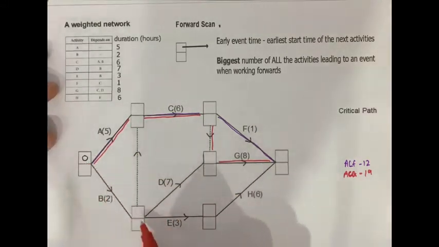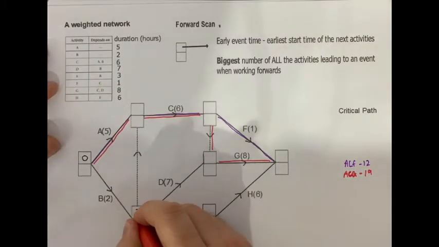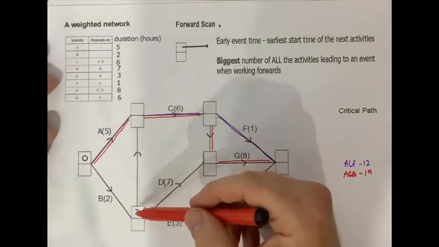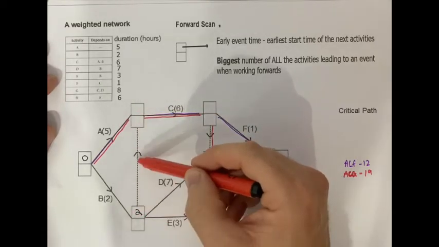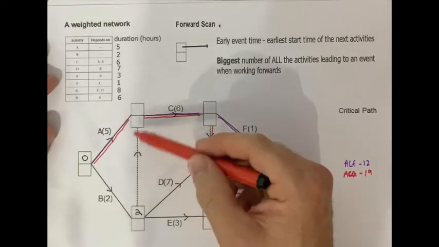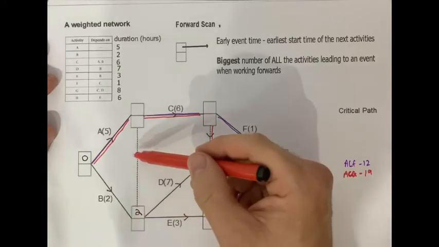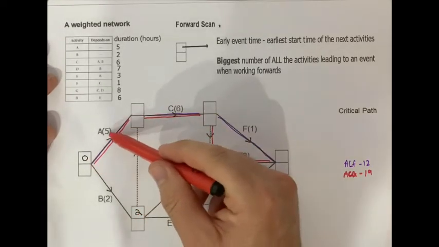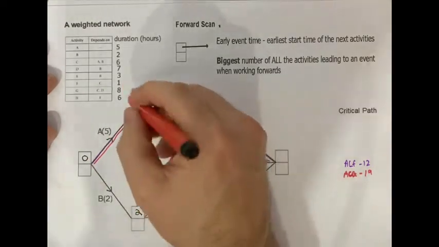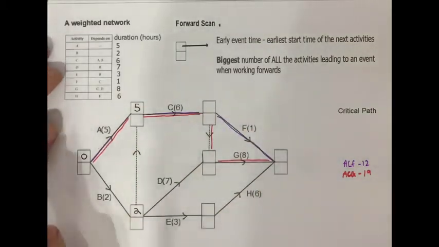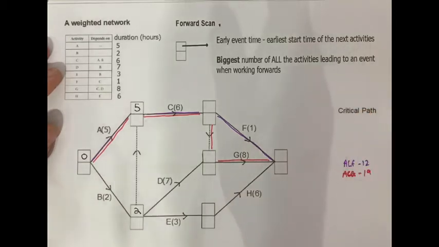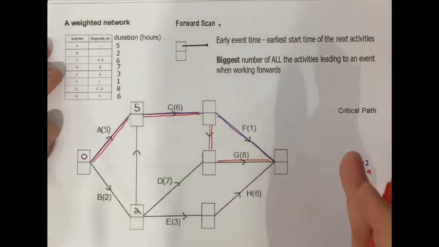So here, there's only 1 arrow going into here, so this is 0 plus 2 is 2. This one, on the other hand, we've got 2 arrows going into this event. So you've got 2 plus 0, dummies have a weight of 0. 2 plus 0 is 2, 0 plus 5 is 5. So because 5 is the bigger of those choices, put the bigger number in the forward scan. So remember, forward scan, forward on the top numbers, you pick the biggest number when you have a choice.